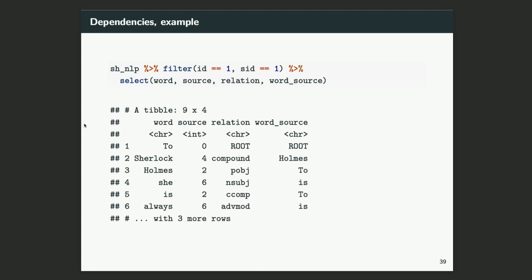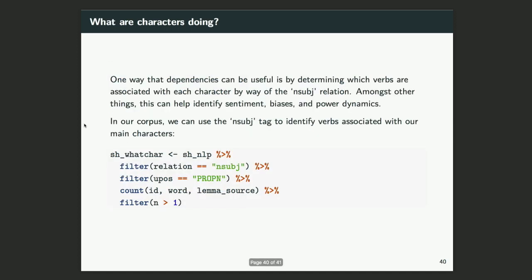So "to," for example, is attached to the root. It's the main verb of the sentence. Sherlock Holmes, there's a compound relationship between Sherlock and Holmes. She has a noun-subject relationship to the main verb of the sentence, is. So you can reconstruct the sentence and do interesting things with these dependencies. So one way, and we'll actually see in the next deck of slides, some of the best applications of dependencies are on nonfiction text rather than fiction. But I'll show you one example of something we can do with the Sherlock Holmes novels or stories.